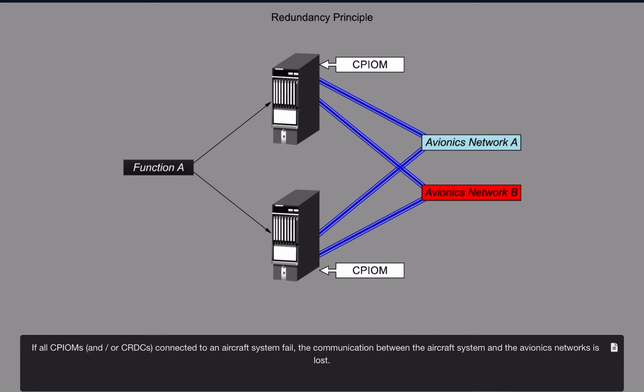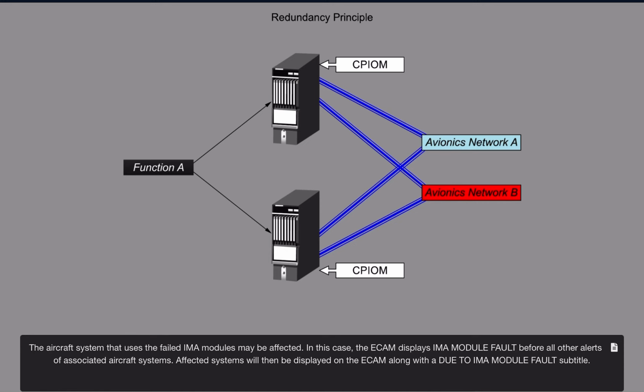If all CPIOMs and/or CRDCs connected to an aircraft system fail, the communication between the aircraft system and the avionics networks is lost. The aircraft system that uses the failed IMA modules may be affected. In this case, the ECAM displays IMA module fault before all other alerts of associated aircraft systems. Affected systems will then be displayed on the ECAM along with a due to IMA module fault subtitle.